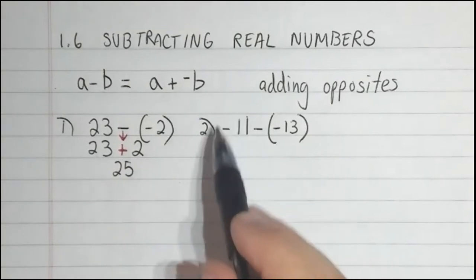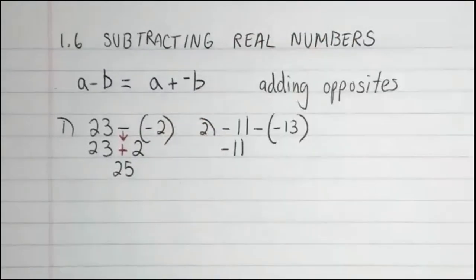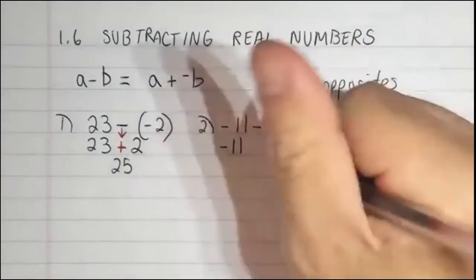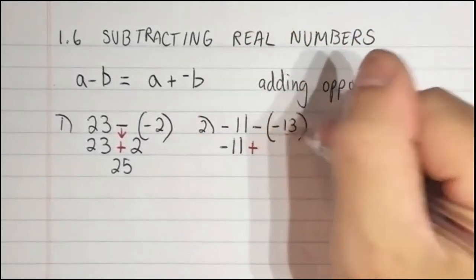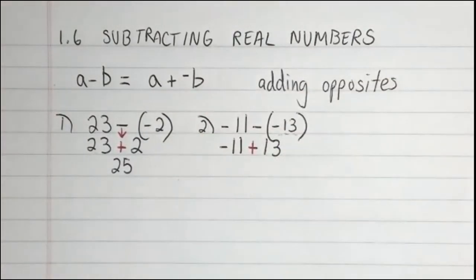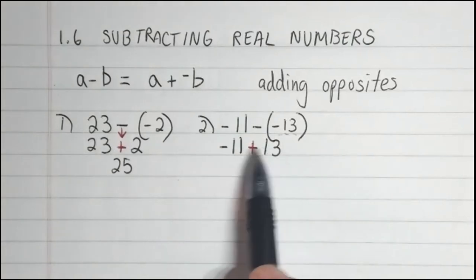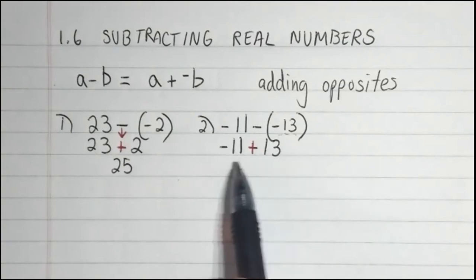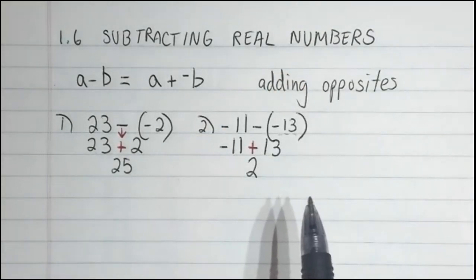All right, remember, we do nothing with the first number. That negative 11 stays a negative 11. This subtraction sign here would turn into an addition sign. And again, the opposite of negative 13 is a positive 13. So once we change it to an addition problem, it goes back to our addition rules of 1.5. So you're asking yourself, are the signs the same or different? Signs are different, right? One negative, one positive. We subtract. 13 take away 11 would give me a 2.